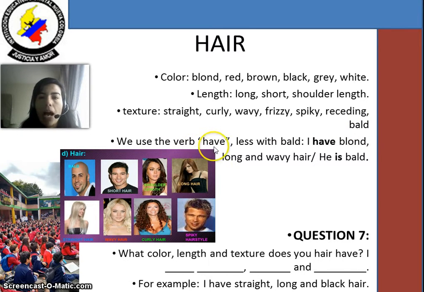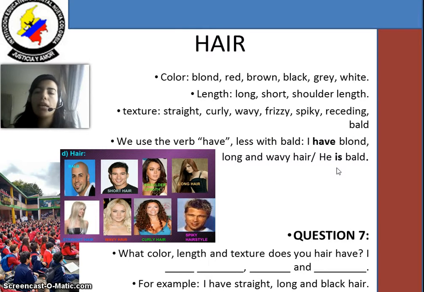We use the verb have, less with bald. Vamos a utilizar el verbo have con todo esto que dijimos anteriormente, menos con bald. Yo puedo decir, I have blonde, long and wavy hair. Tengo el cabello rubio, largo y en ondas.